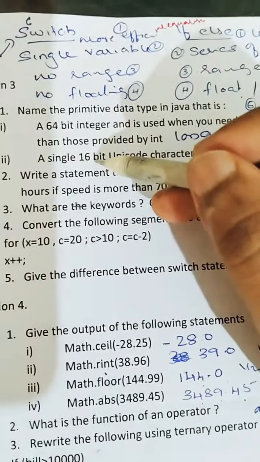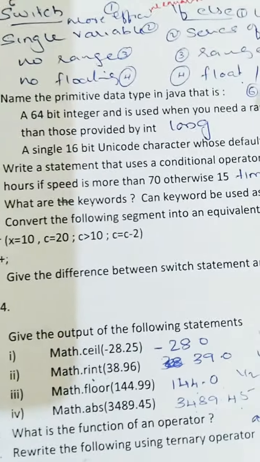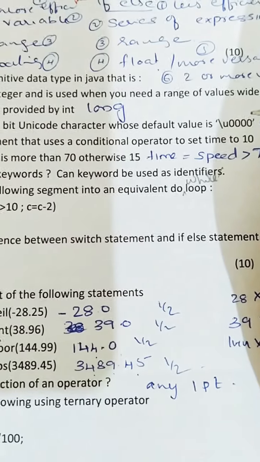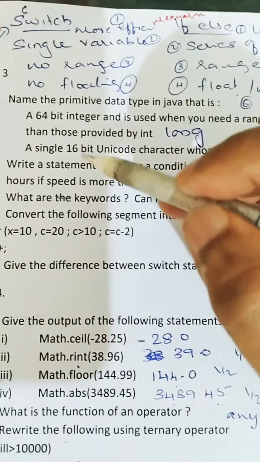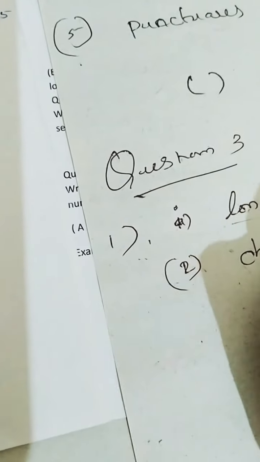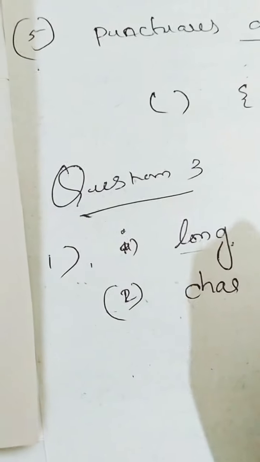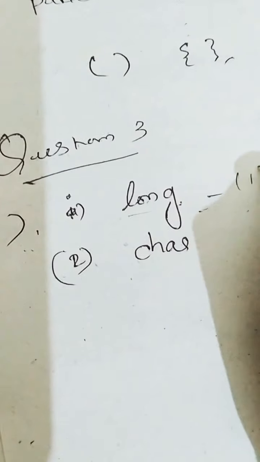Next, a single 16-bit Unicode character whose default value is \u0000. Automatically the default value belongs to char. You have to write it like long and char in small letter only, because they have asked for primitive data type. Each carries 1 mark. This is a 2 marks question.